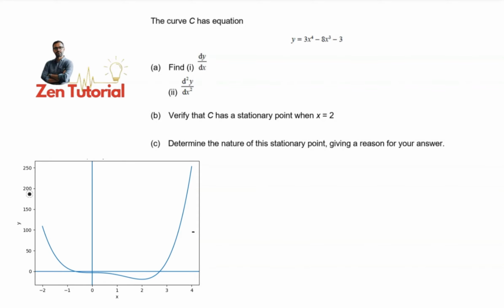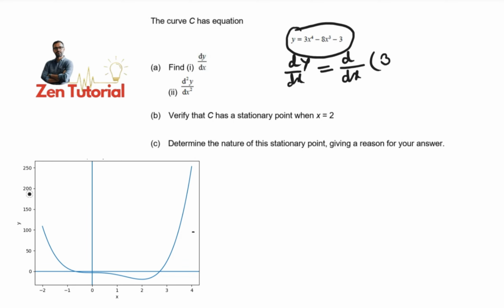The curve C has an equation like this. The very first question, we have to determine the first order differentiation, or the slope of the curve, that is dy by dx. So we differentiate d over dx, as the function is y, that's why dy, and we have to differentiate this function or equation with respect to x because the variables are x.